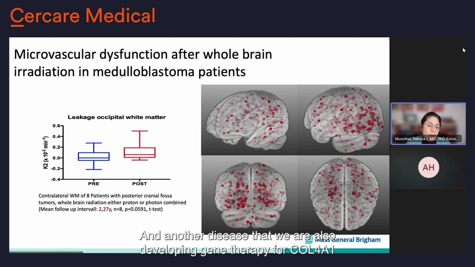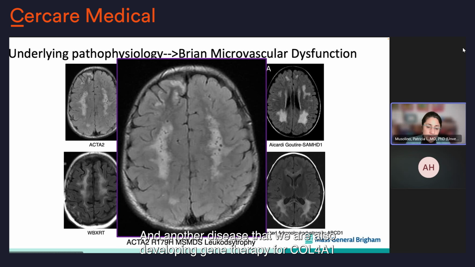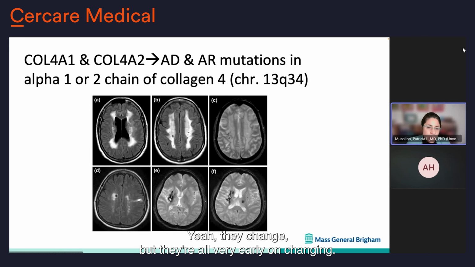And another disease that we are also developing gene therapy for is called 4A1. And we knew from studying them more systematically, with very limited data as you can see, that the white matter volumetrics is not progressing, so it's not going to be our biomarker. The vessel diameters do change, but they're all changing very early on, so not necessarily our best biomarker.